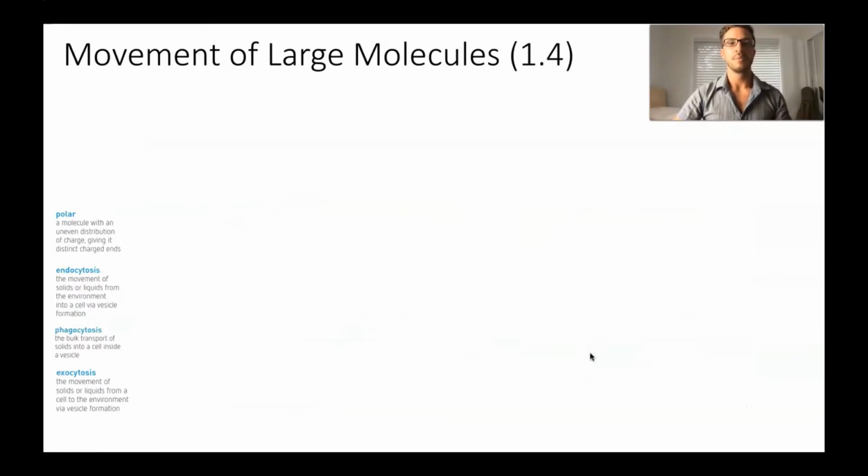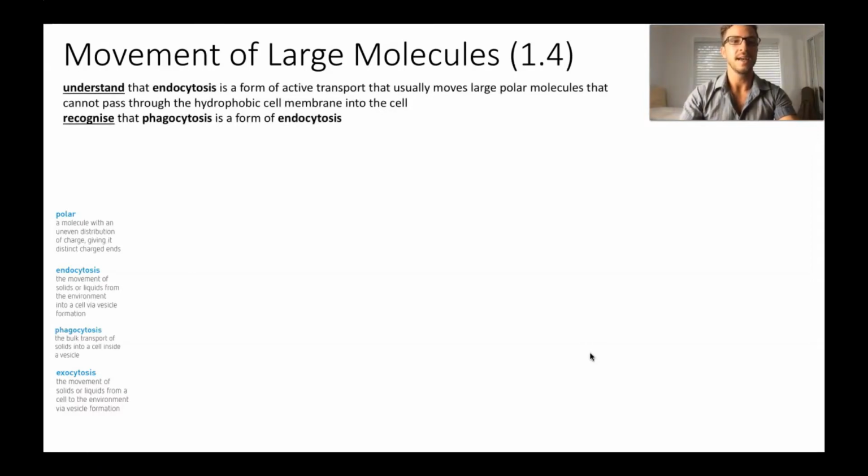Next up, from 1.4, we're talking about movement of large molecules. So the learning goal was to understand that endocytosis is a form of active transport that moves often large polar molecules that can't just pass through the hydrophobic cell membrane and into the cell. But to also recognize that phagocytosis is also a form of endocytosis.